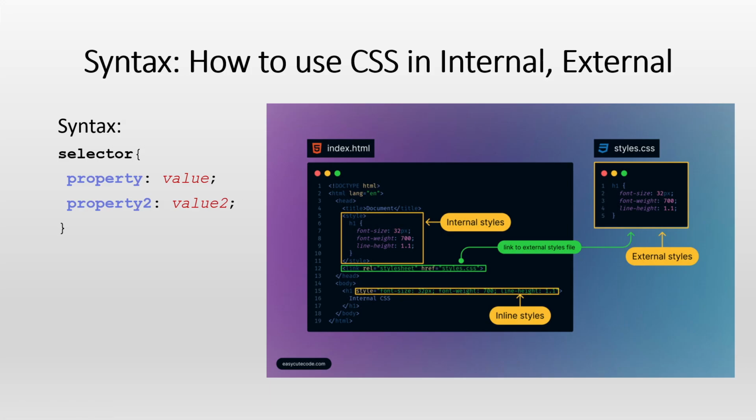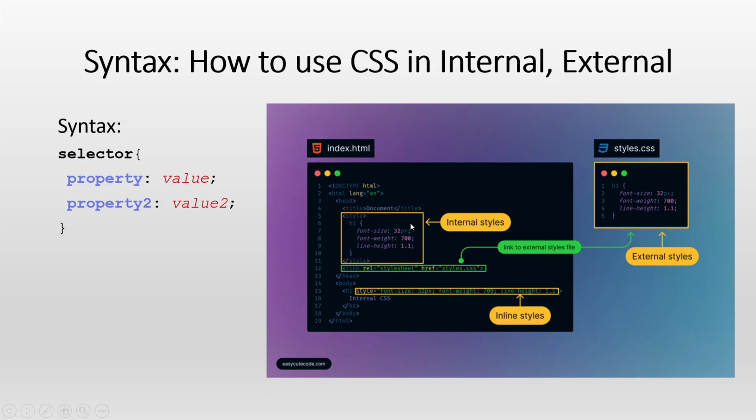There will be a selector. After that, there will be curly brackets. Inside those curly brackets, we will be writing properties and values. What are these selectors? Selectors are nothing but classes or IDs. As you can see here, we have given a tag name. So it is a selector.